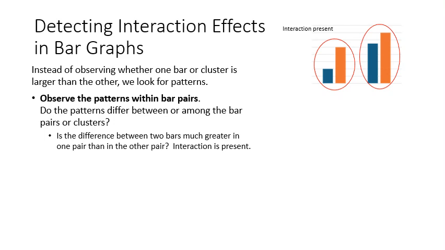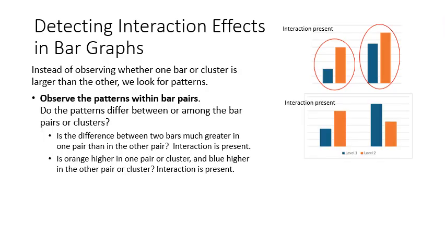We can see here the orange is a lot taller than the blue in the pair on the left, and the orange is not so distinctly different from the blue in the pair on the right. So we're not comparing the height of the bars within the pairs. This shows a main effect. What we're really looking at is whether the pattern is different.